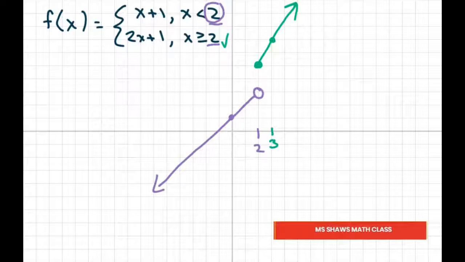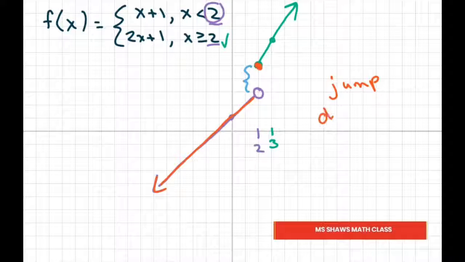So there's your graph, and this is why the function's not continuous, because we have this jump here. So we're going along, you're putting your pen on here, you're going along, but then when you get to after 2, you jump up to here. Does that make sense? So there's that issue there. So this is called a jump discontinuity.